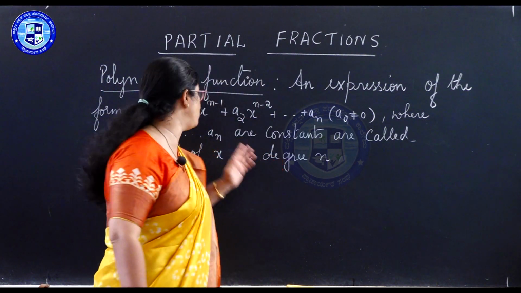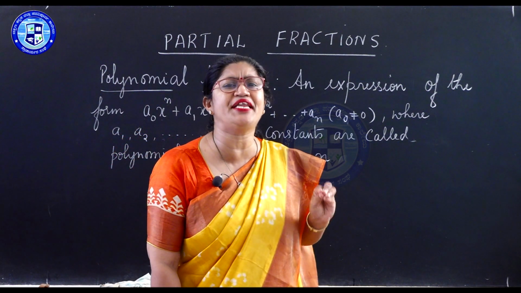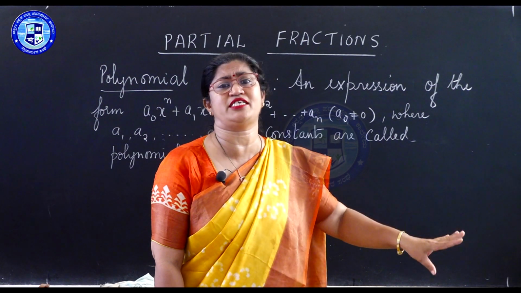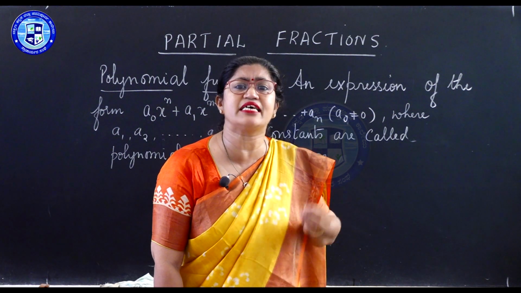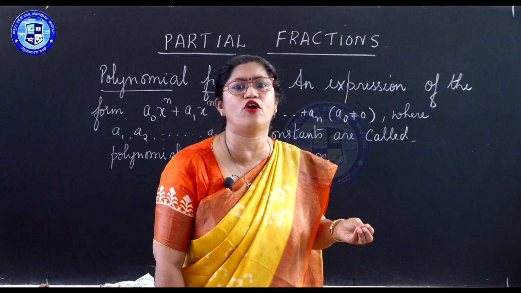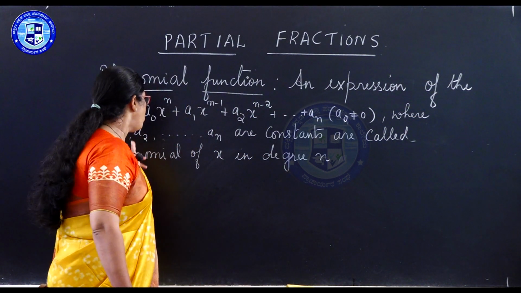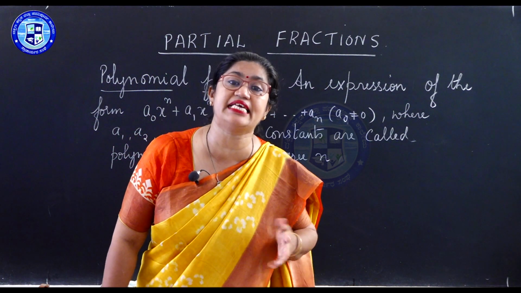Don't get frightened with this definition. Let me tell you students, you are very familiar with the polynomial. All the equations involving x which you are so used to, that is nothing but a polynomial. Probably you have not called it a polynomial, that's all. What do we mean by degree n? How did I get it as degree n?